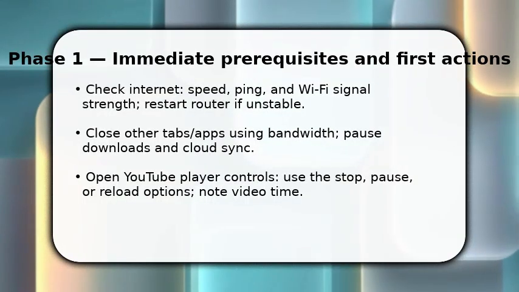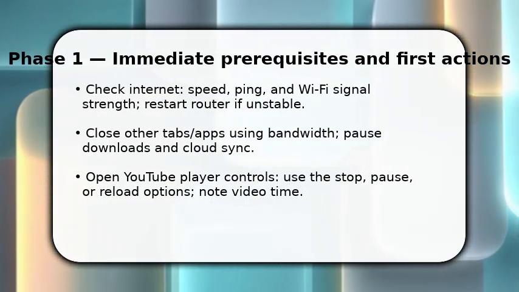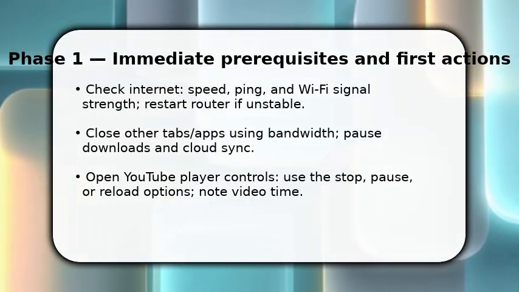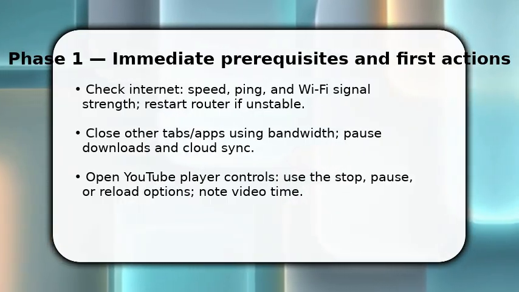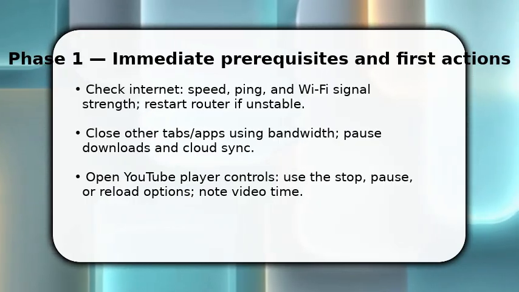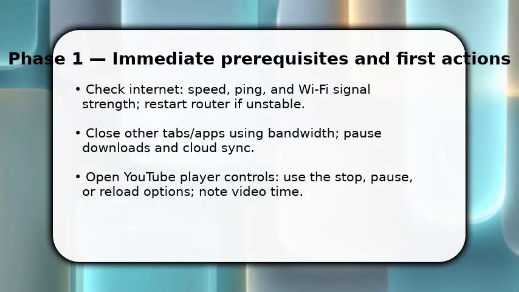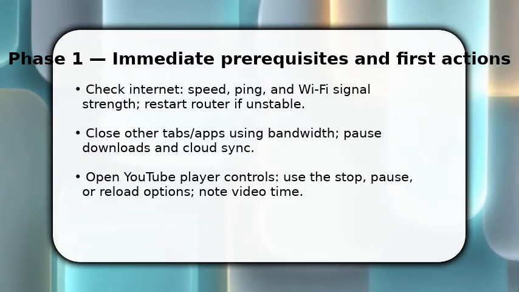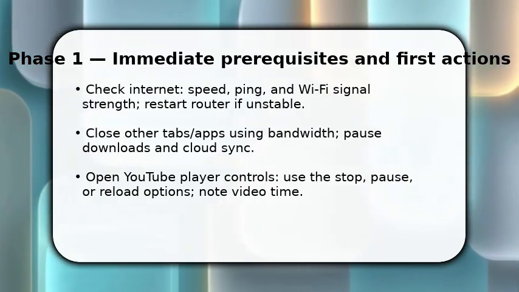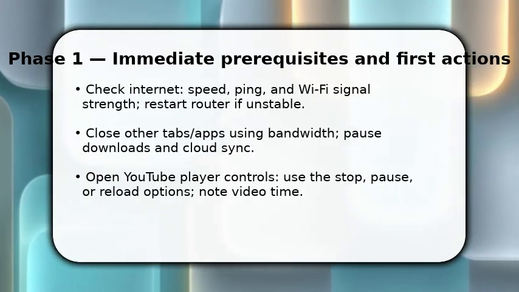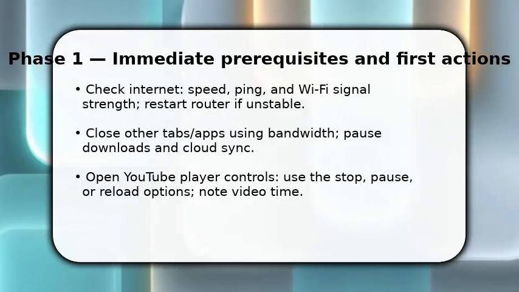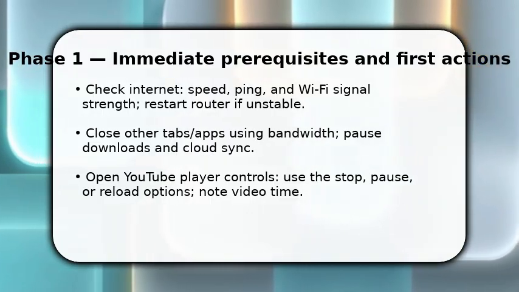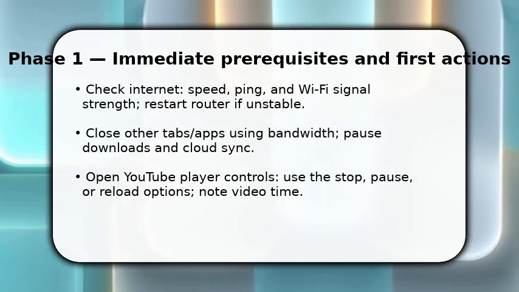You start by verifying basics you need now, confirm your connection and free up bandwidth. Once done, close background apps and tabs that steal throughput and pause any active downloads. Next, open the YouTube player and use pause or the on-screen stop. Note the timestamp so you don't lose place. If the video keeps buffering, try switching quality down one step before reloading. These early moves address the most common causes fast and get you ready for deeper fixes.